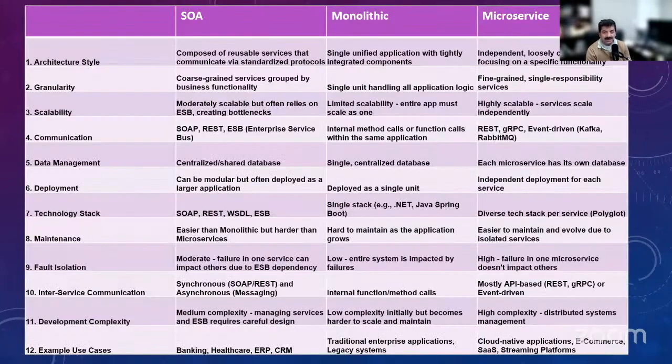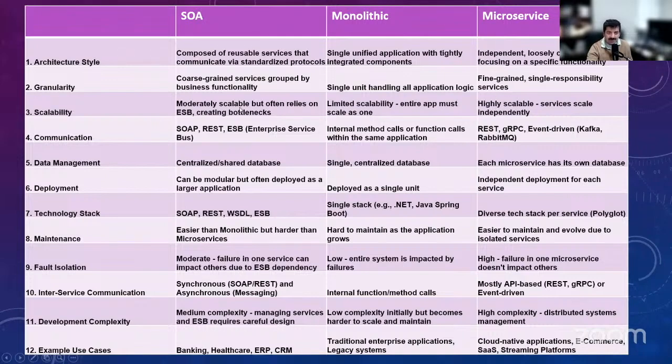This is a very nice diagram I got, which tells you the difference between service-oriented architecture, monolithic, and microservices. Service-oriented architecture is composed of reusable services that communicate via standardized protocols. Monolithic is a single application with everything inside it. Microservices are independent, loosely coupled services focusing on specific functionality. Granularity: SOA has coarse-grained services grouped by business functionality. Monolithic has everything in one. Microservices are fine-grained, single responsibility services.